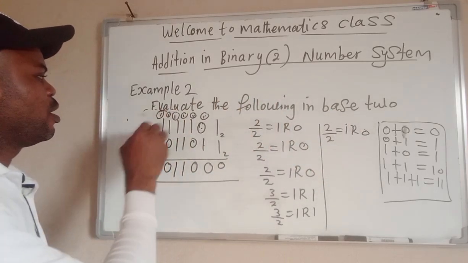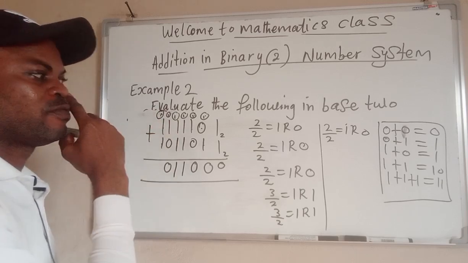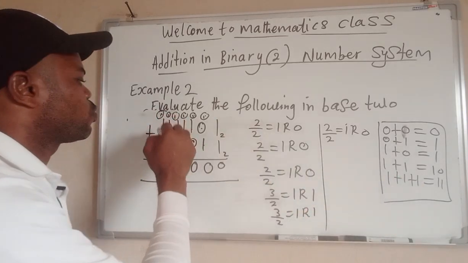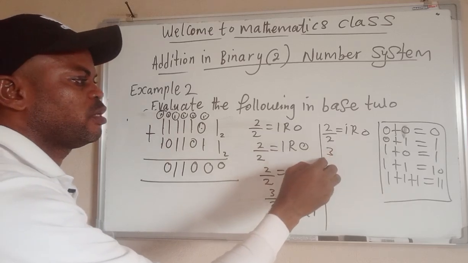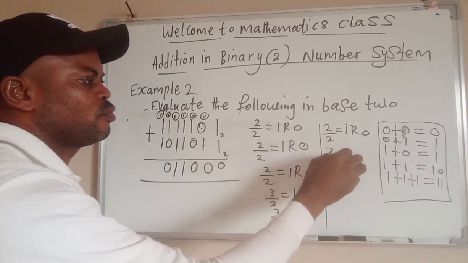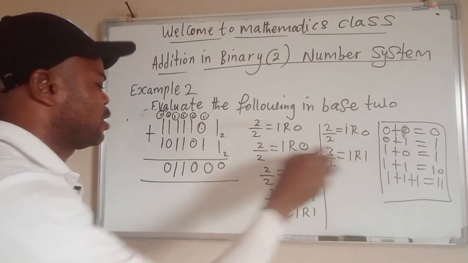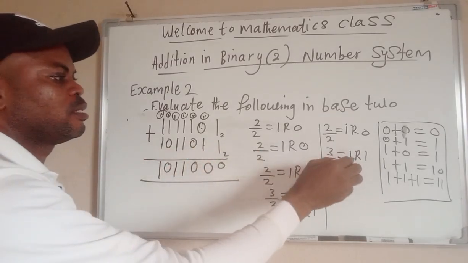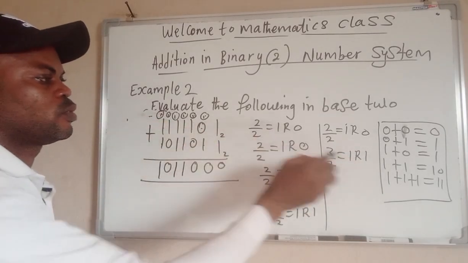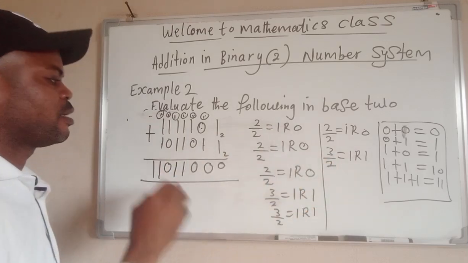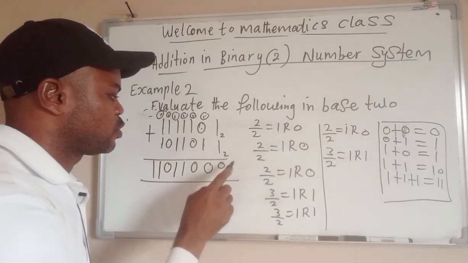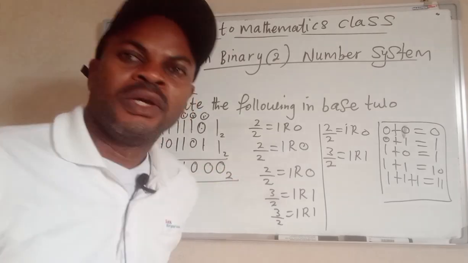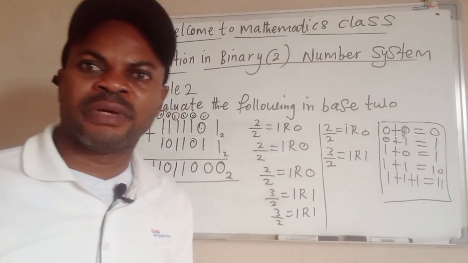You now have it here. So 1 plus 1 plus 1 gives you 11. But using this approach, 1 plus 1 plus 1 gives you 3. You divide by 2, gives you 1, remainder 1. Write down the remainder first, then nothing is left here again. So you write down the 1. That is the answer, written in base 2. So that is how to do addition in number base.